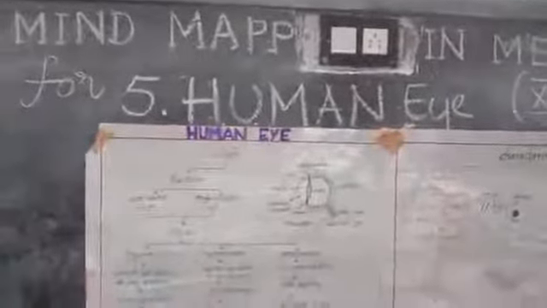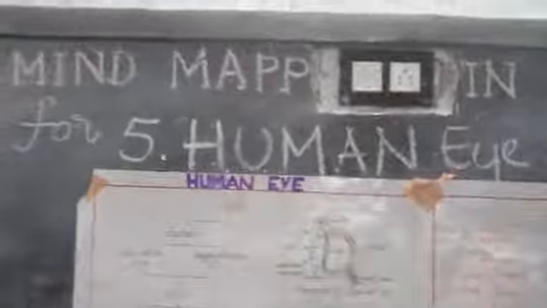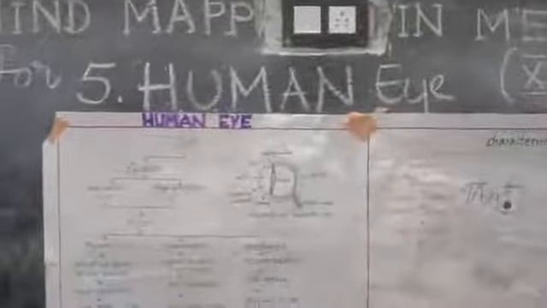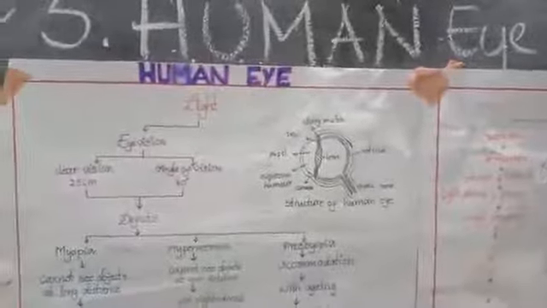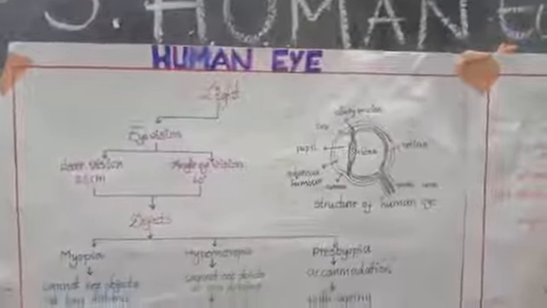Today we are discussing the chapter Human Eye based on the mind mapping method. It's 10th standard physics. Mind mapping is an ultimate technique to learn the chapter very easily. This is the mind mapping method for the chapter.